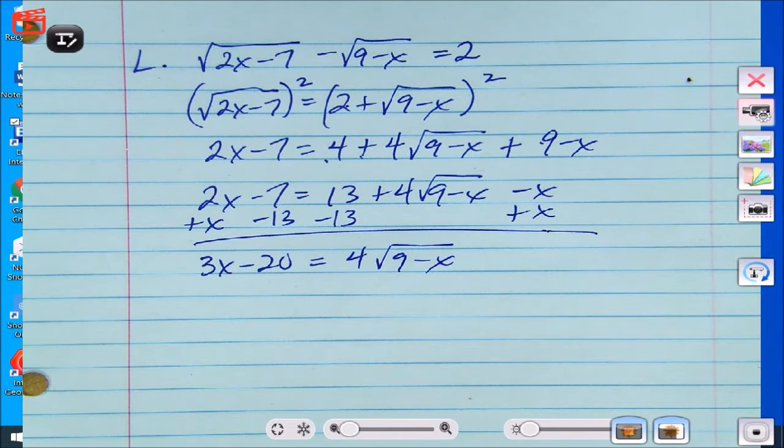I will pause while you catch up. And then we square it again. So, if there's 2 square roots in the problem and there's a third piece of item, you have to square it twice.